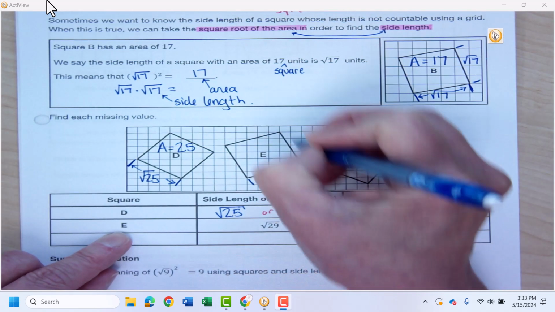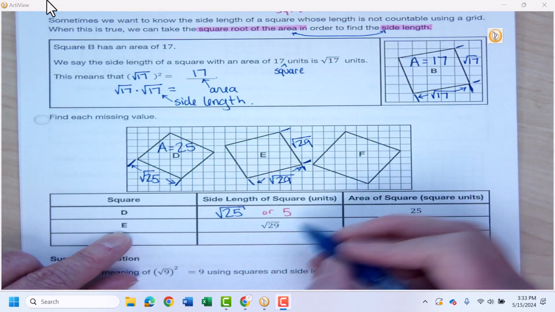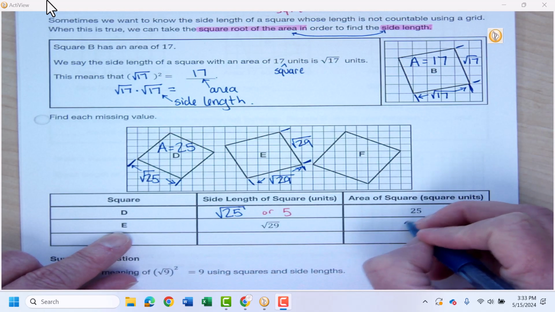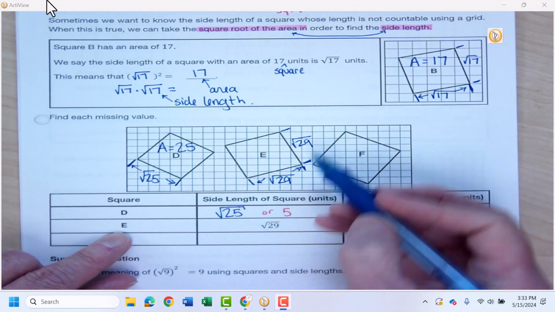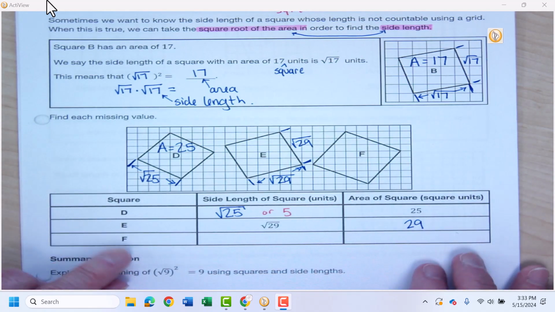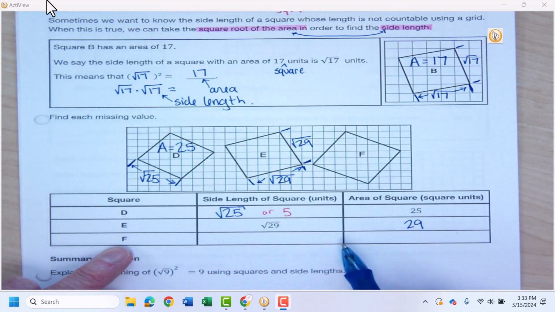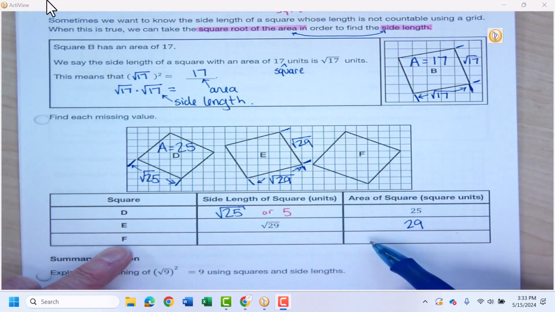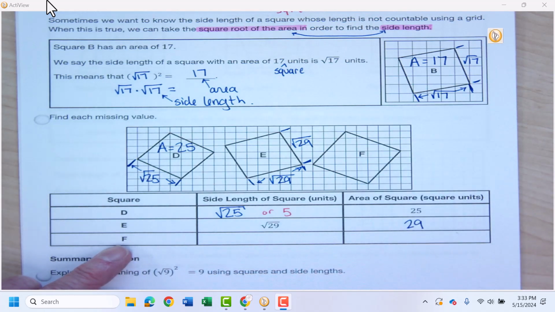Well, if the side length is the square root of 29, then that must mean that the area is 29 square units. Square root of 29 times the square root of 29 is 29. And finally, for F, oh shoot, we're not given either one of these things, but I bet if we found one of these values, we could find the other. And in our last lesson, we found how to find the area of a square that was tilted, so let's go ahead and use that knowledge.